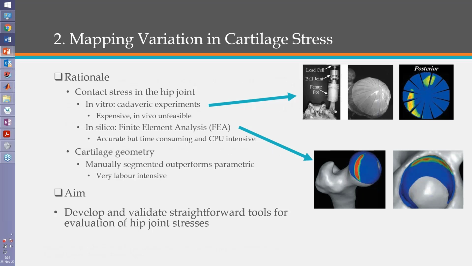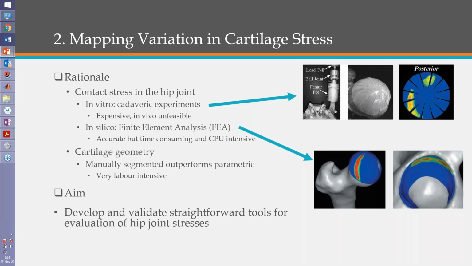Second, we looked into building a toolbox for studying contact stresses in the hip joint. As we know, it's possible to do that in cadaveric experiments in vitro by placing a pressure-sensitive film in between the femoral head and the acetabulum, putting a certain joint reaction force onto the system, and looking into the contact stress patterns on that pressure film. However, it's not feasible in real life, of course.